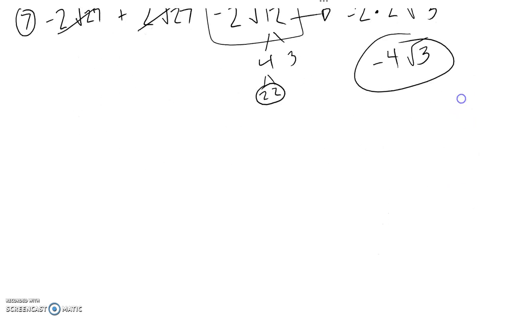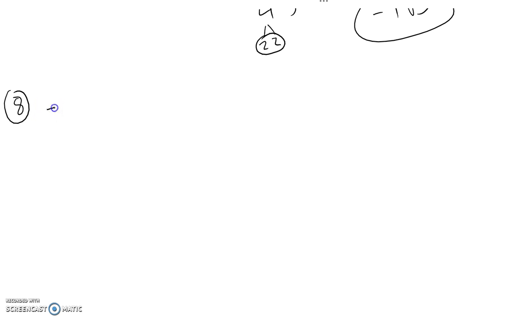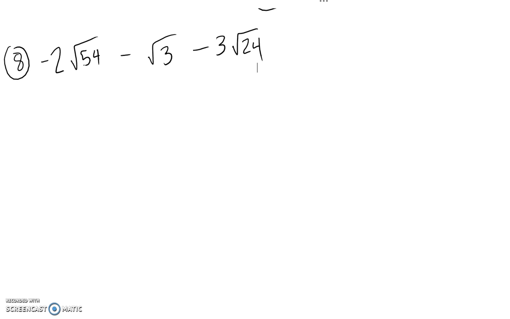Okay, let's do another example of one like that. Let's look at number 8. Negative 2 square root of 54 minus the square root of 3 minus 3 square root of 24. Now on this one you might be saying, none of these are like terms, so I'm done, right? Wrong. So what you should be noticing is that 2 of these 3 radicals can be reduced.